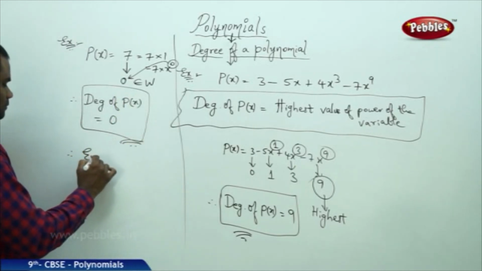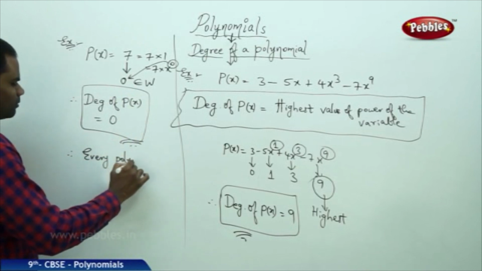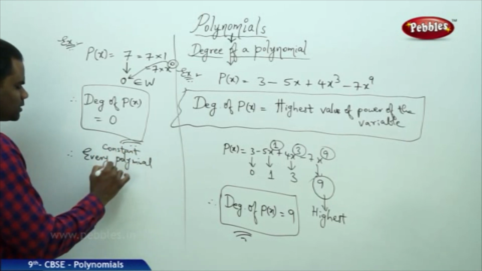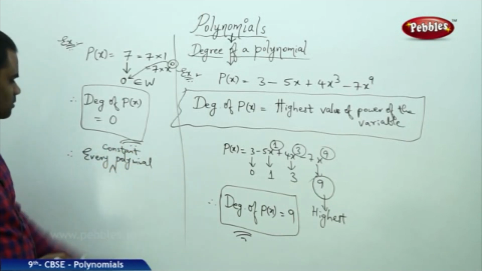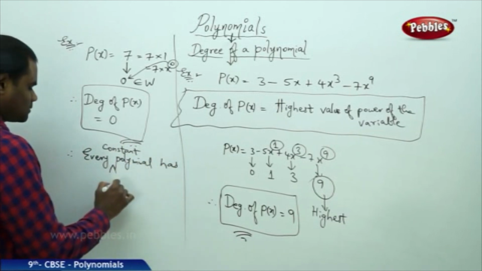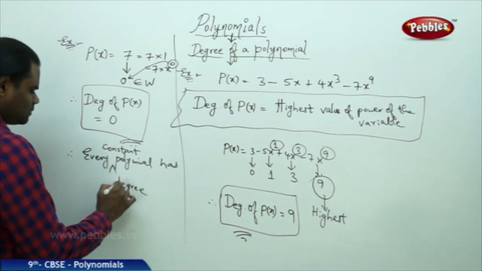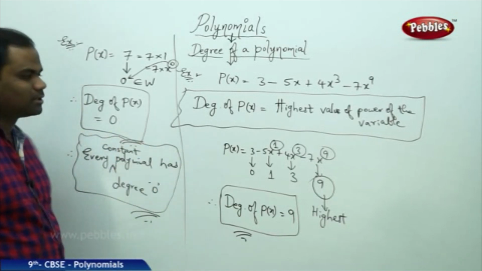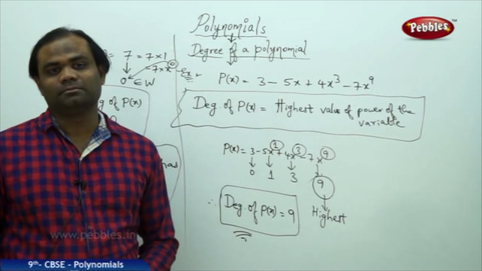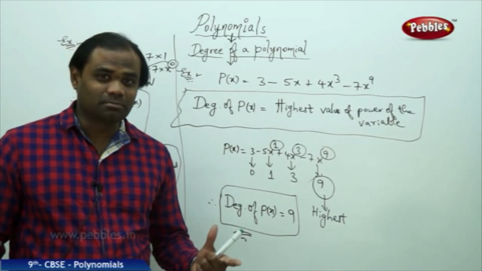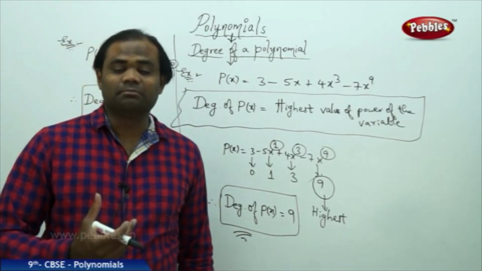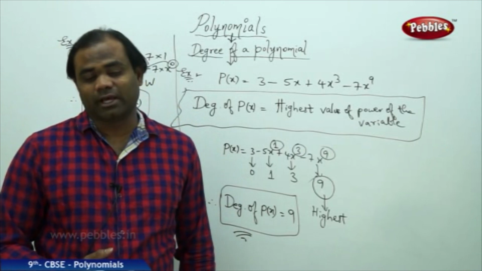Therefore, every polynomial which is a constant, or I call this every constant polynomial, has degree 0, is the learning outcome which I make in this example problem. If a polynomial is a constant polynomial, just like p of x equal to 7, then its degree must be 0. It cannot have other than the value 0.